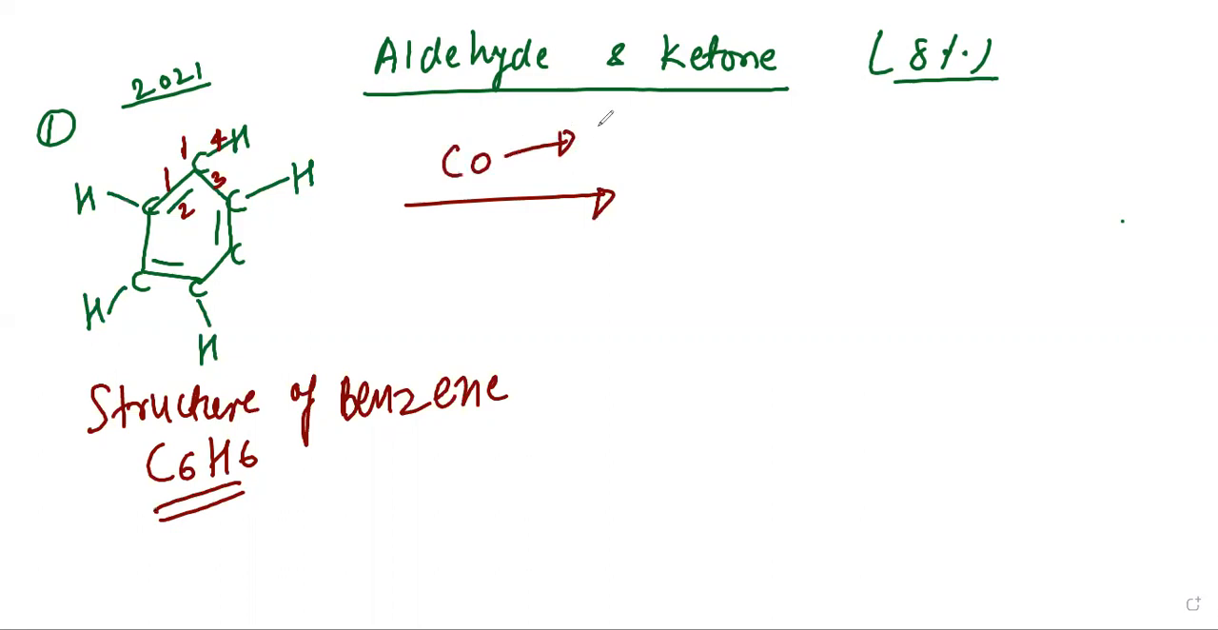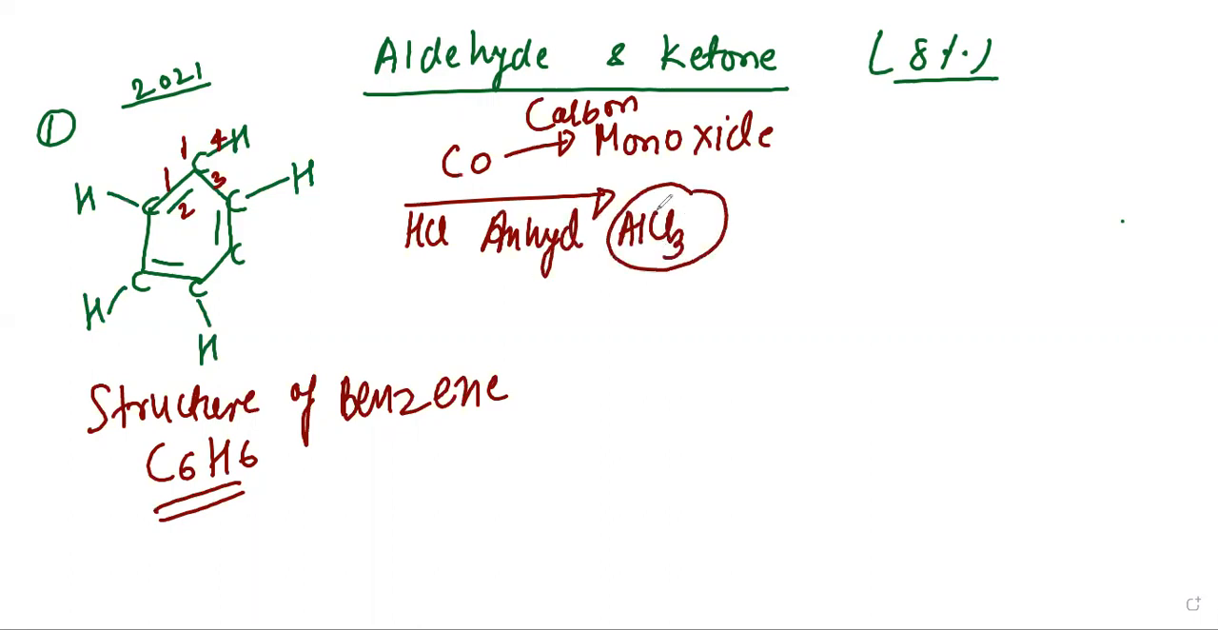CO is called carbon monoxide, comma HCl, in presence of anhydrous aluminum chloride. AlCl3 is called a Lewis acid. Al is aluminum and Cl is chlorine.